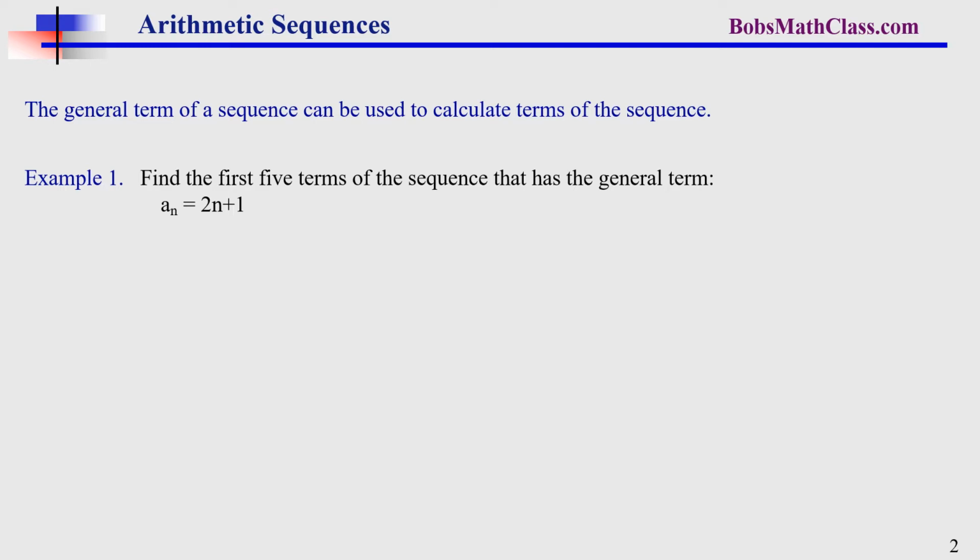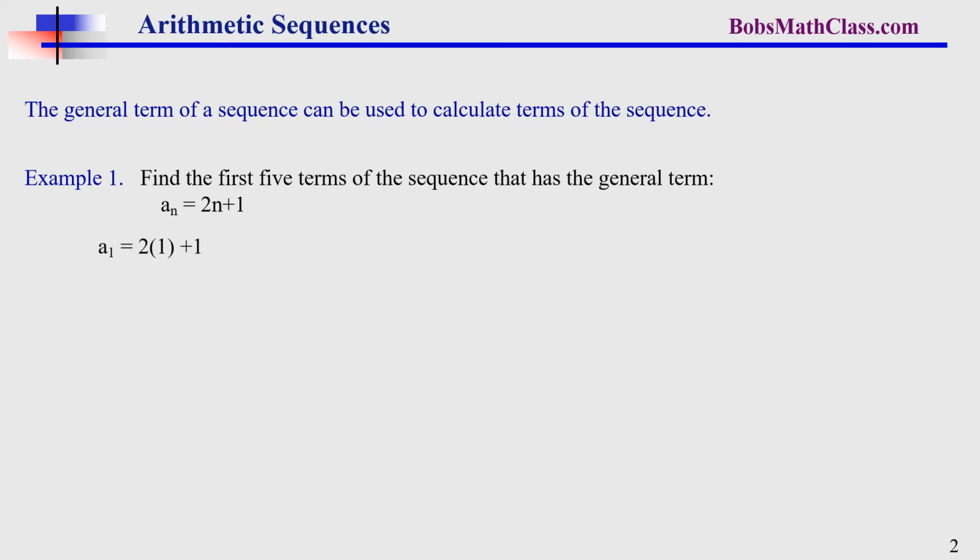So here's our first example. Find the first 5 terms of the sequence that has the general term. So here's our formula. An equals 2n plus 1. So the first term is A1, A subscript 1. The second term is A2. The third term is A3. The fourth term is A4. And the fifth term is A5. So we're going to plug in n equals 1 and work it out. And then n equals 2 and then work it out, and so on.